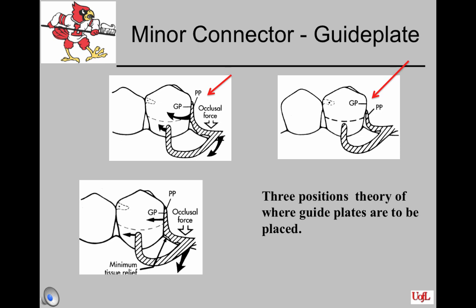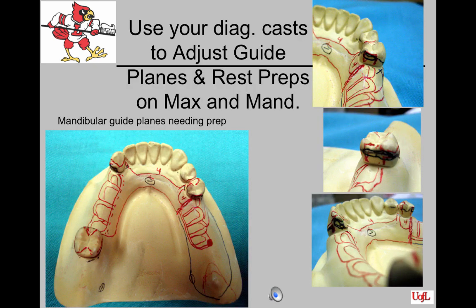The third way is for the guide plate to extend from the marginal ridge all the way to the gingiva, as shown in the lower left picture. This will be a method we do not use. I would use my diagnostic cast to adjust guide planes on the maxillary and mandibular before preparing them on the teeth.